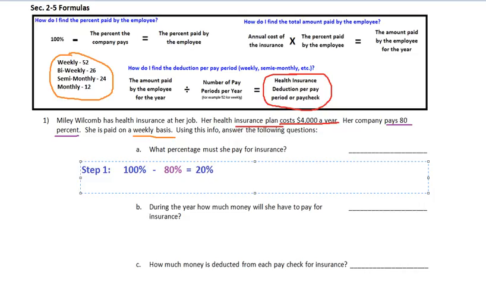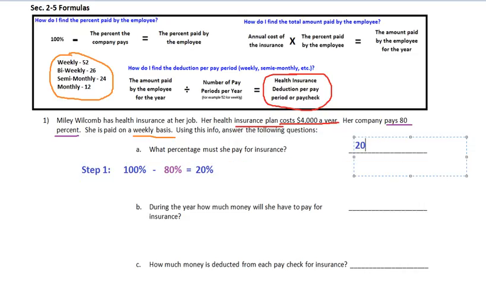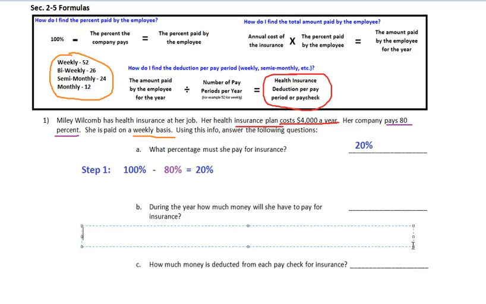Don't forget to put the percentage on. We don't need to change it to a decimal. We can leave it as 20%. So there we go. That is step number 1. Now we can move on to B, and step number 2. During the year, how much money will she have to pay for her insurance? Well, how much does her insurance normally cost? Well, according to our little paragraph in our problem, it costs about $4,000 a year. So now we're going to multiply it times 20%.